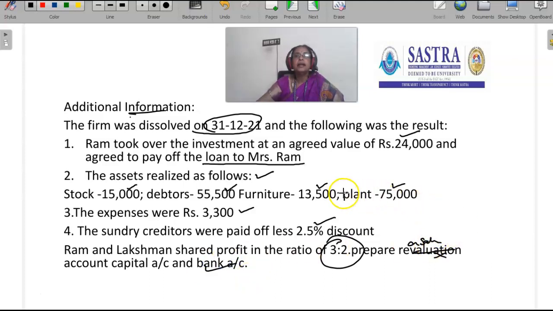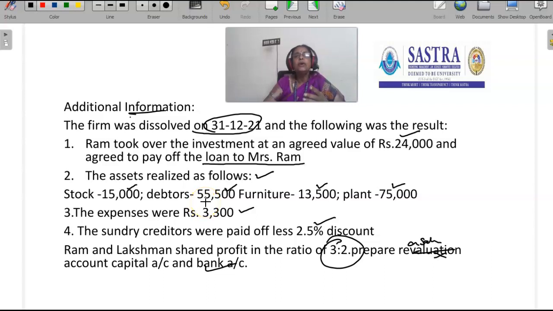So in this case, the company at the time of dissolution closes its book and transfers all the assets except cash to the realization account and all the liabilities to the realization account at book value. Then it has to sell the assets. Then the fourth step, the liabilities of the firm have to be settled. Then the expenses have to be met by the firm.